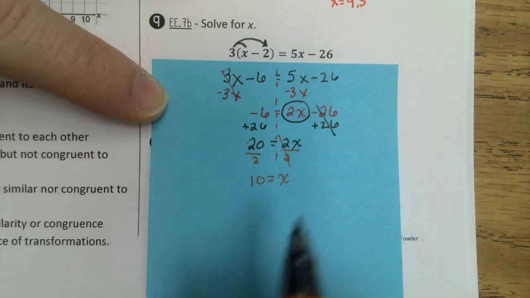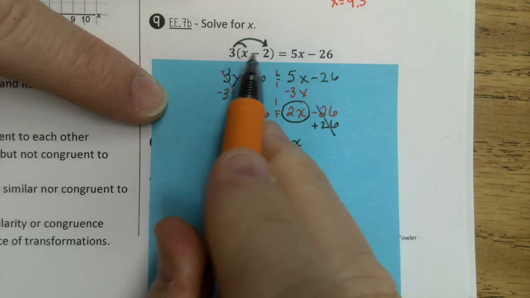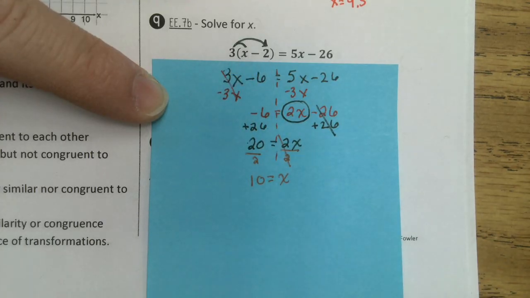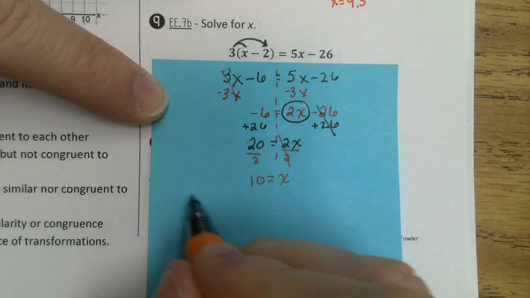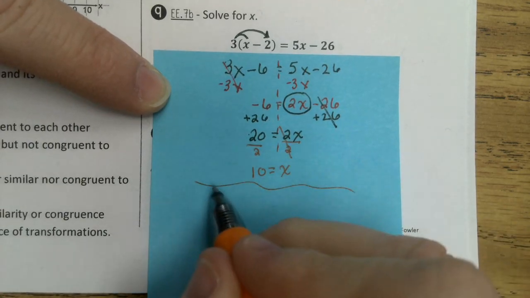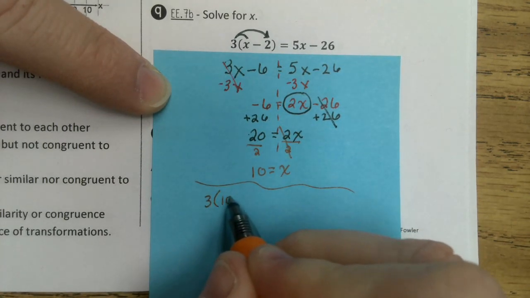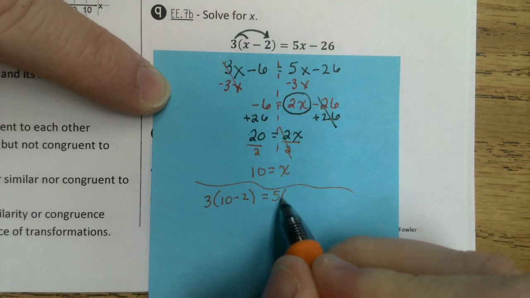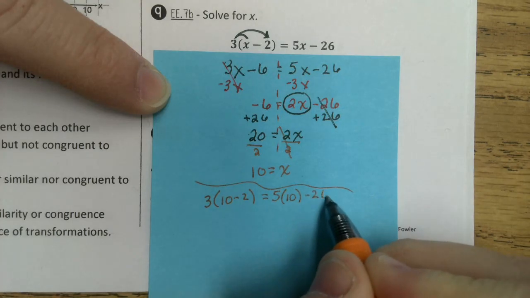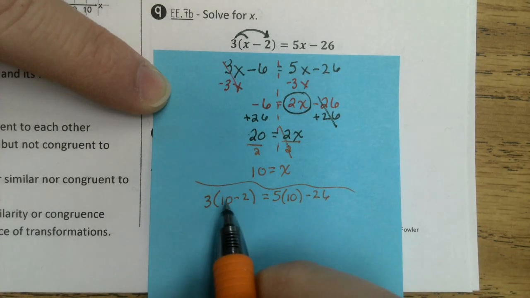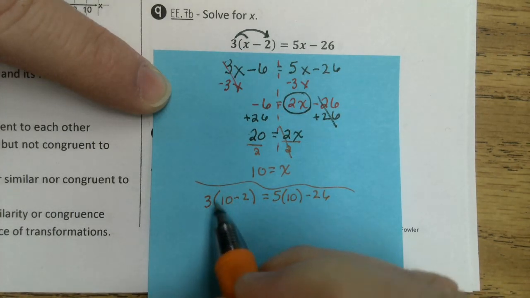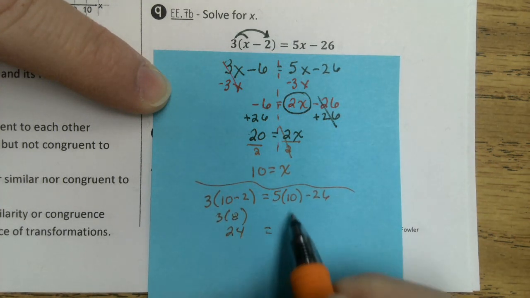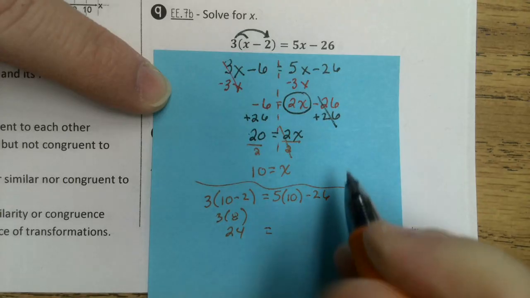Now, keeping in mind, we should be able to use that value and plug in to make sure that we have the true statement. So as I check my work, if I plug in 10 for x, I'm seeing that 3 times 10 minus 2 should give me the same value as 5 times 10 minus 26. Let's see if that's true. 10 minus 2 is 8. 3 times 8 is 24. If I've done it correctly, this side should equal 24 as well.